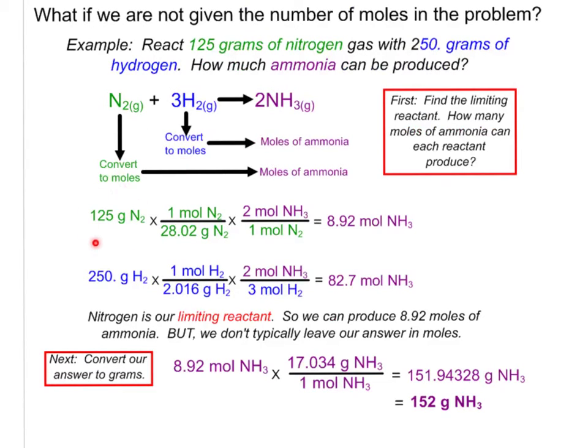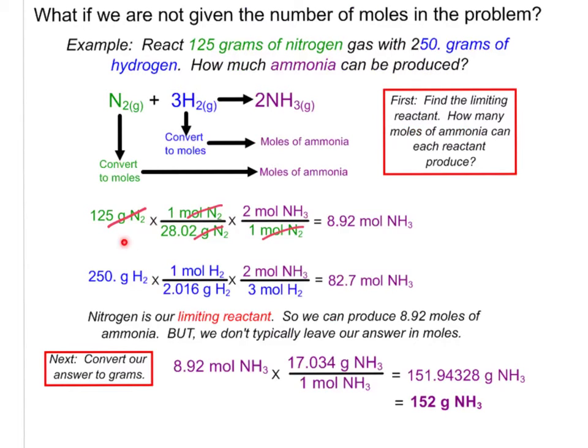We have nitrogen, 125 grams, multiply by the molar mass, 28.02 grams per 1 mole. I'll go ahead and cross these out. Those cancel. And right now we are at moles of nitrogen. We go ahead and convert that using the mole-to-mole ratio into the number of moles of ammonia that can be produced. 2 moles of ammonia to 1 mole of nitrogen. That gives us 8.92 moles of ammonia that can be produced if we are relying on the amount of nitrogen we have.